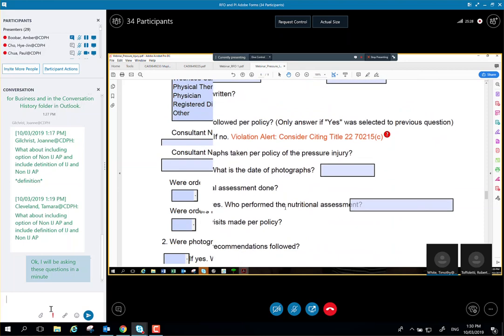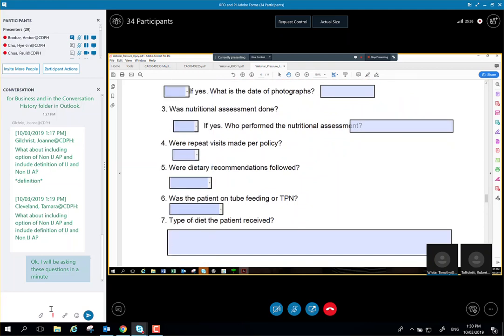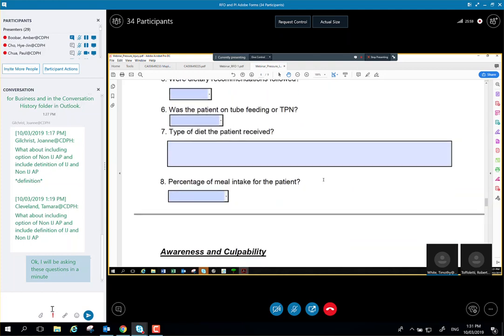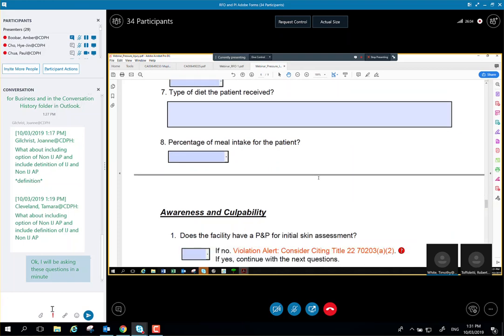Did orders get written? Were they followed? Did they take photographs? Was there a nutritional assessment? And we want to see a nutritional assessment when the wound is declared reportable. At that point, if it's a stage 3 or worse, we need a nutrition consult to happen in that process as well. Were the wound consults being done in a repeat manner? Did they follow the dietary recommendations? Was the patient on tube feeding or TPN? If not, what kind of meal, diet were they on, and how much were they eating?